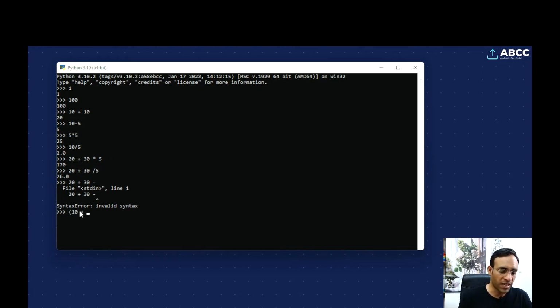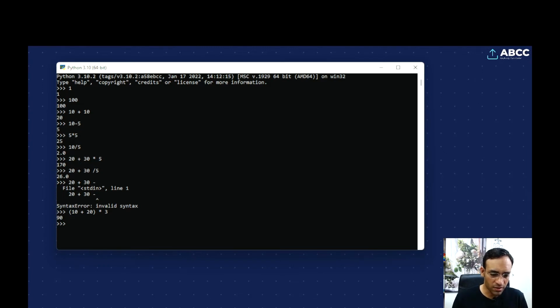10 plus 20 multiply 3. So what is the expected answer? So here 30 multiply 3 is equal to 90, right? Let's try it out. Oh, Python is returning 90. That means Python understands the basic mathematics concept as well, what to do in priority. That's great.